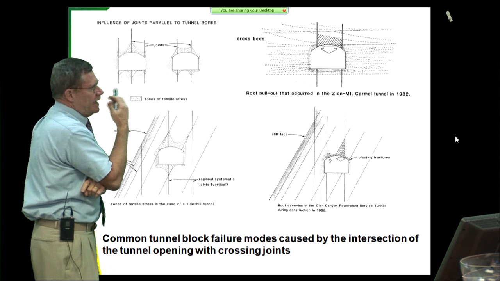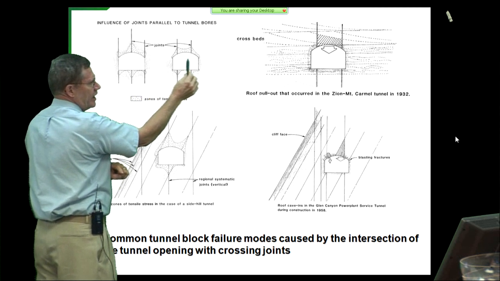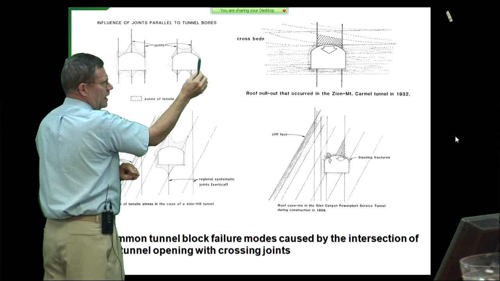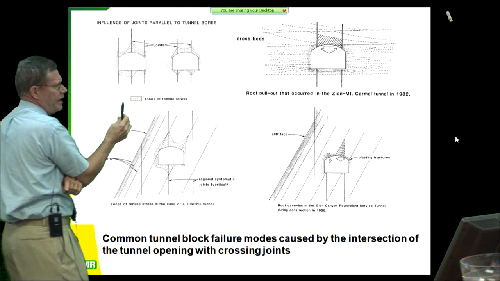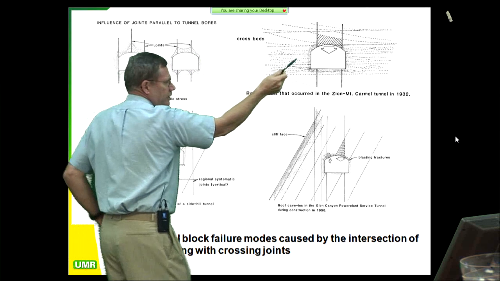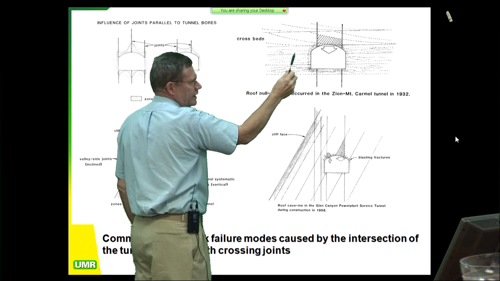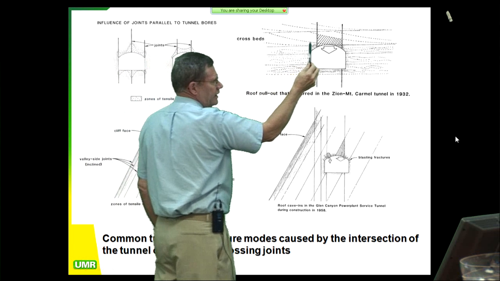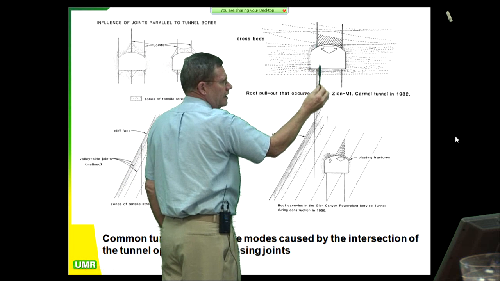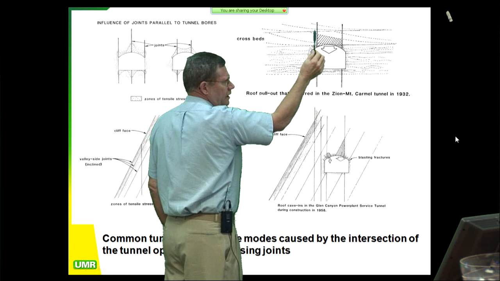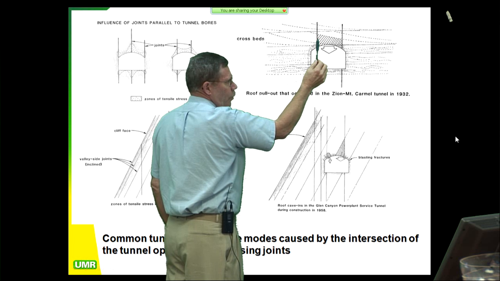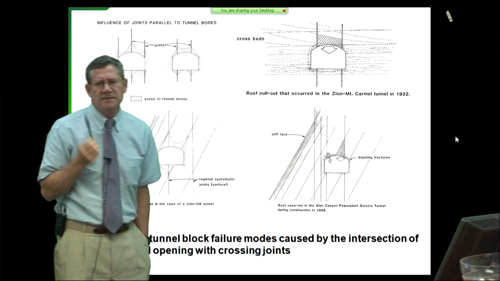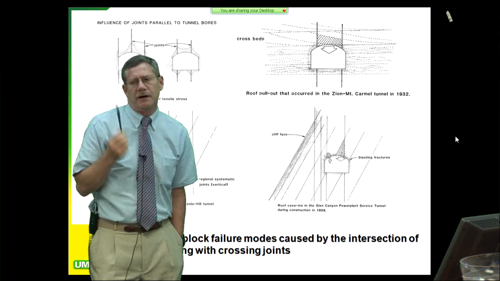Okay, if I have joints that are parallel to a tunnel, I get tension zones along those joints. Joints are zero tension boundaries. Here's one that killed a bunch of people in the Zion Mount Carmel tunnel. This failure was while they were constructing the tunnel. It was about 270 feet long. They had a section where the tunnel paralleled one of their systematic regional joint sets. That's always bad. Always, always, always bad.